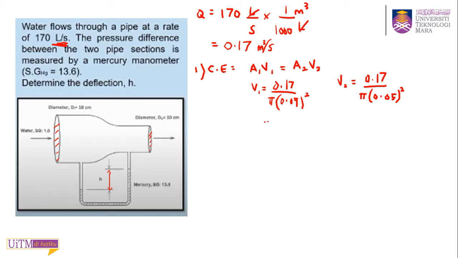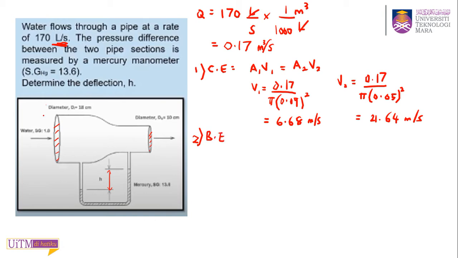So what is the value of V1 here? 0.17 divided by pi times 0.09 squared. 6.68 meter per second. And V2 is 21.64 meter per second. Right. So you have this information, and you will use this later on. So the next step is to write your Bernoulli equation.